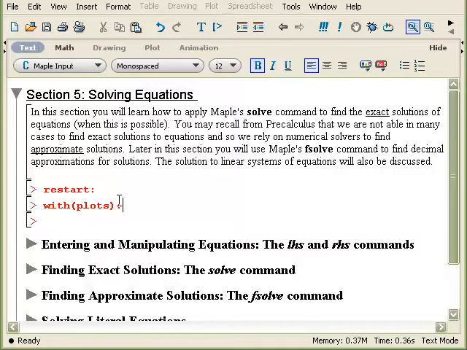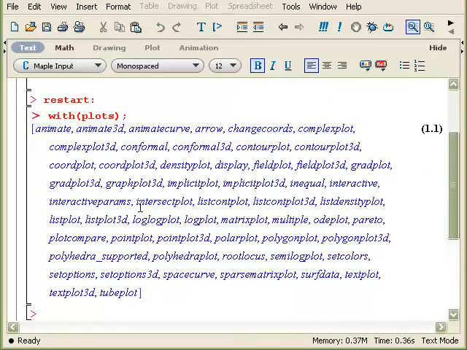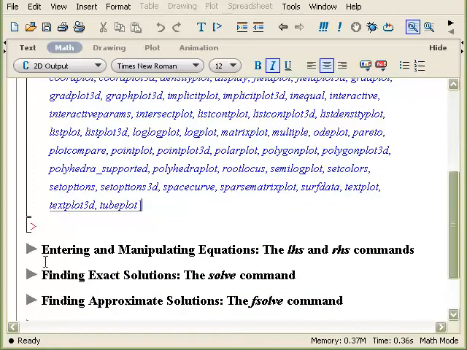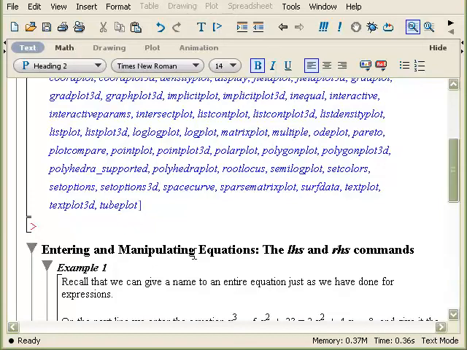And this one ends with a colon, so when you hit enter, you cannot see anything here. But if you really want to check what kind of commands we could use within that list, then change that colon to a semicolon and hit enter. Then it shows all the possible commands which belong to the plots list, right? Okay, let's look at the first one.